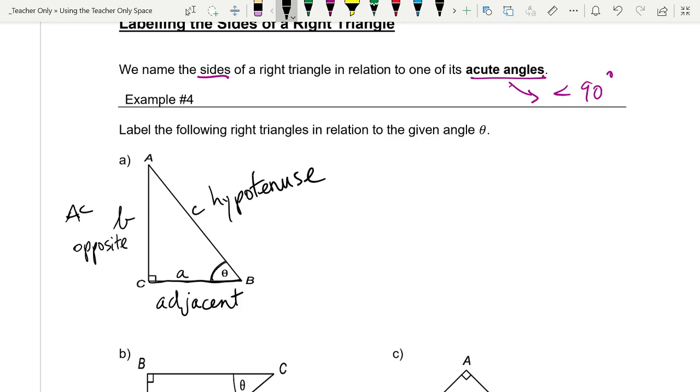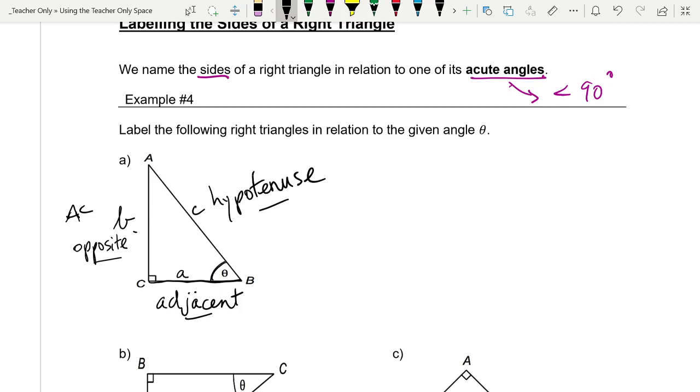And we also make sure that we name the sides according to this opposite, adjacent, hypotenuse scheme from now on. Now, you might be thinking, why couldn't I call this height and base? Well, there's a reason why you can't use height and base.